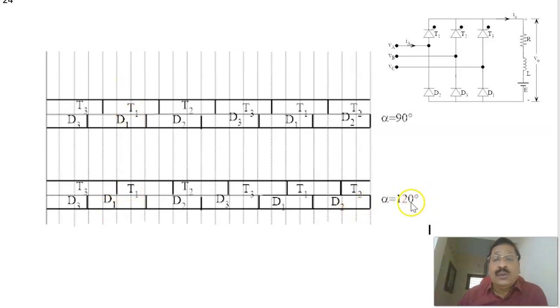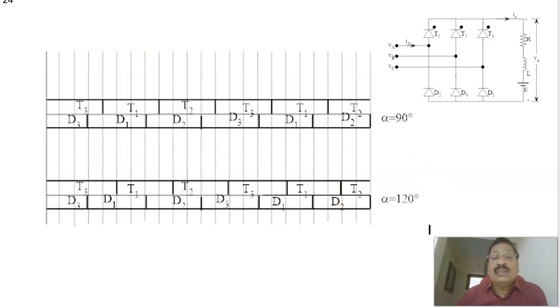Similarly, when alpha equal to 120 degree, the firing angle of this thyristor is 120 degree, and again it is shifted. From here T1, this for 90, 120 means again it is shifted by 30. Start from here. For T1, again 120, after that T2, again after 120 T3 comes. And other things are the same: D1, D3, D1, D2, D3, like that. Now you can find out what are the devices that are conducting.